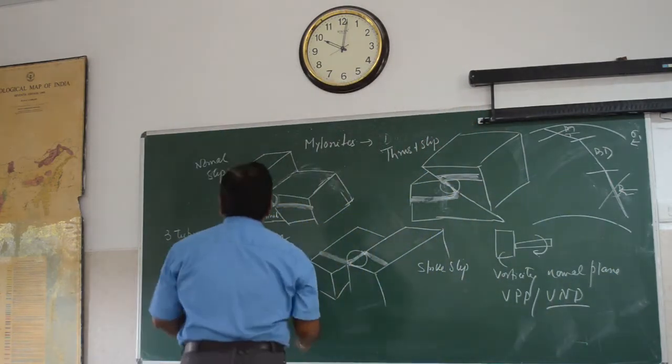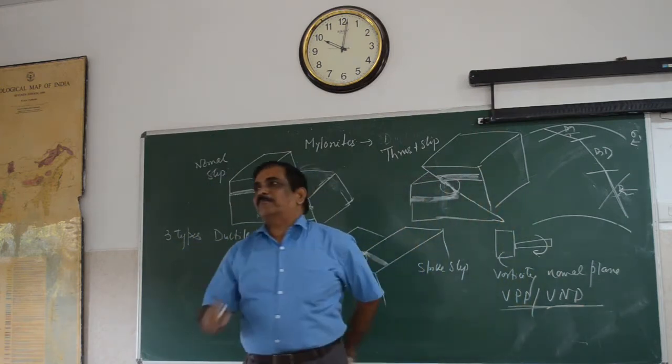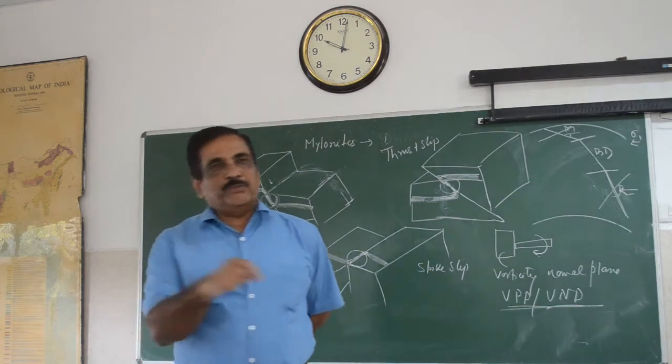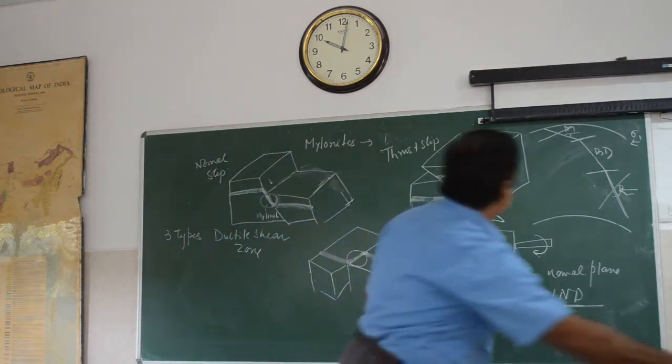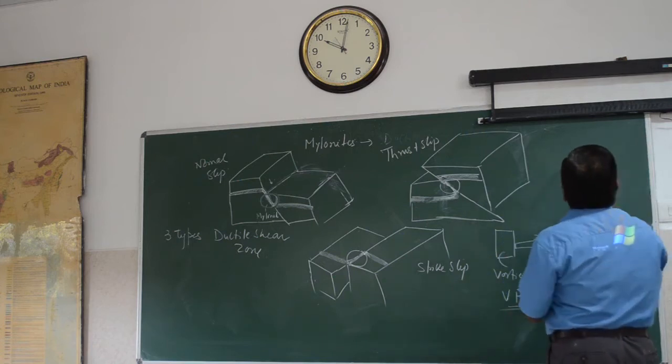So you should study this one. Vorticity normal plane. That is where this oriented sample comes into the picture. You have to collect an oriented sample in the field.